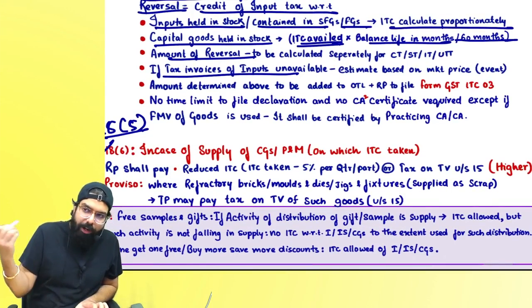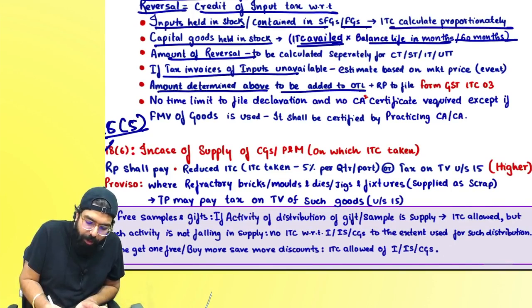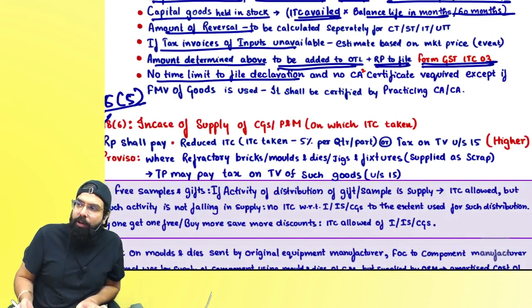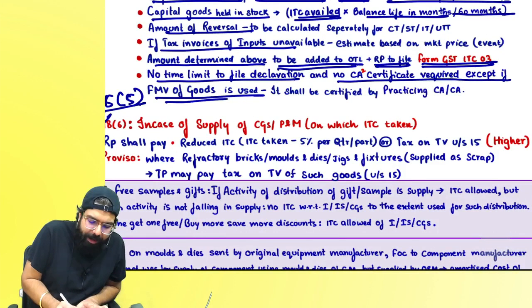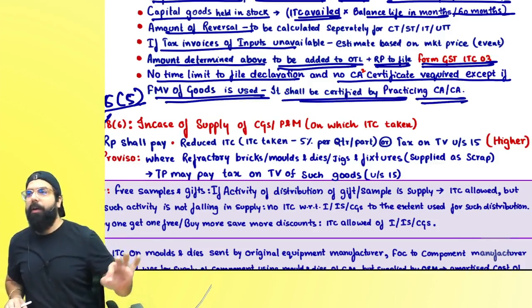You have to go ahead and calculate your reversal. Sir, how will I go ahead and do amount which is determined above? Basically, how much ever is the amount of reversal that will be added to your output tax liability. You have to file one form GST ITC 03. There is no time limit to file ITC 03, and no CA certificate is required except when fair market value is used. It will be certified by a practicing chartered accountant or cost accountant.